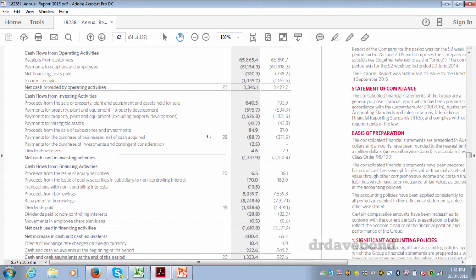The rest of it, these aren't big items in the scheme of things, but payments for intangible assets, subsidiaries and other businesses, investments. I'll just note here dividends, but these are dividends received. They're not dividends that they are paying, it is dividends that they are receiving. So they have shares in other businesses and they are getting cash flows from those shares. It's not much, but it's there.